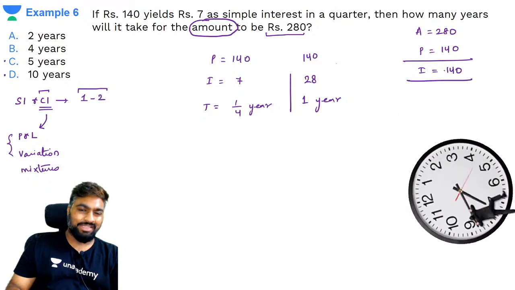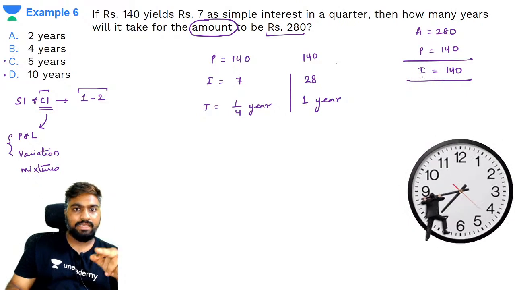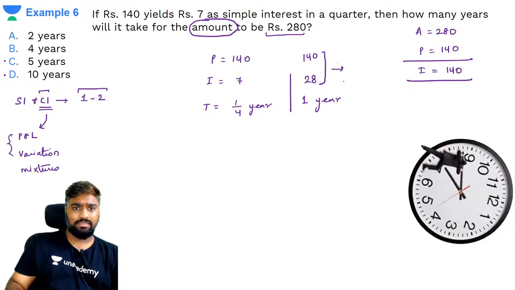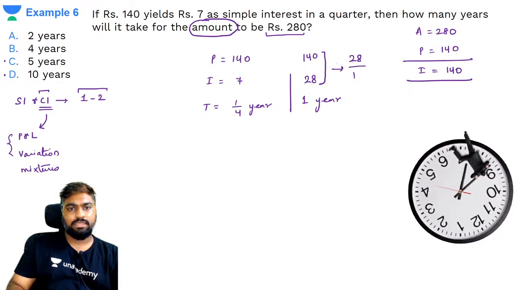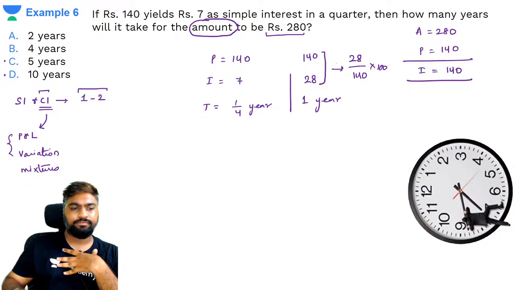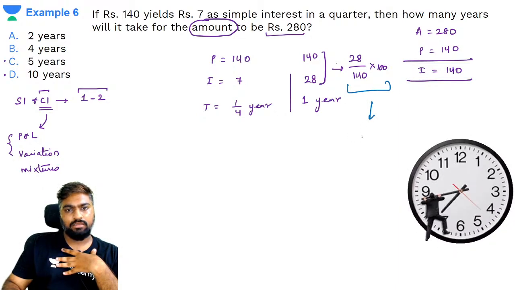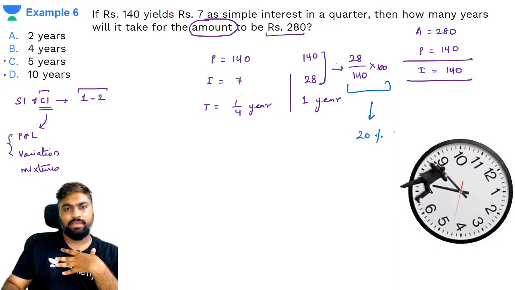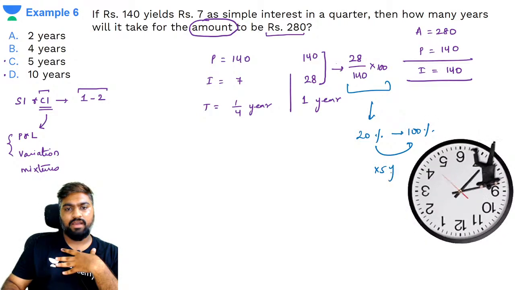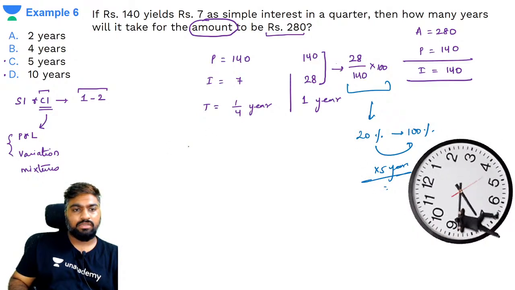140. तो they're basically asking डबल कितने साल में रहेगा. Yes, ये डबल कितने साल में हो जाएगा? ये कितना है? 28 is what percentage of 140? 20%, correct? Yes or no? 28 is 20%. हमें क्या चाहिए? 100% चाहिए. तो कितने साल में हो जाएगा ये? 5 years में. Yes. या फिर आप ऐसे भी कर सकते हो.